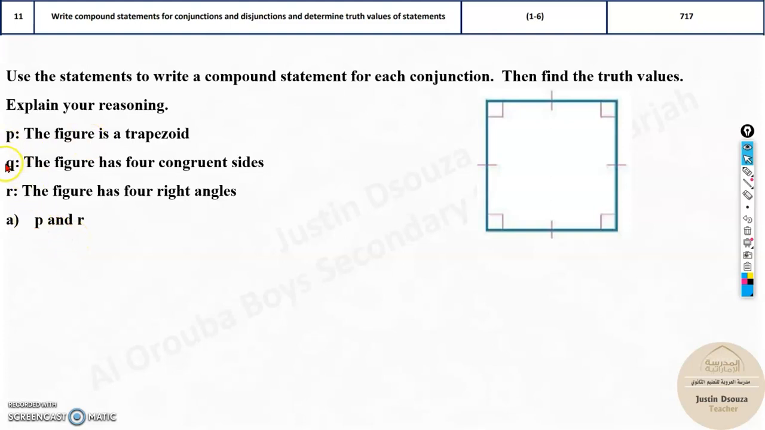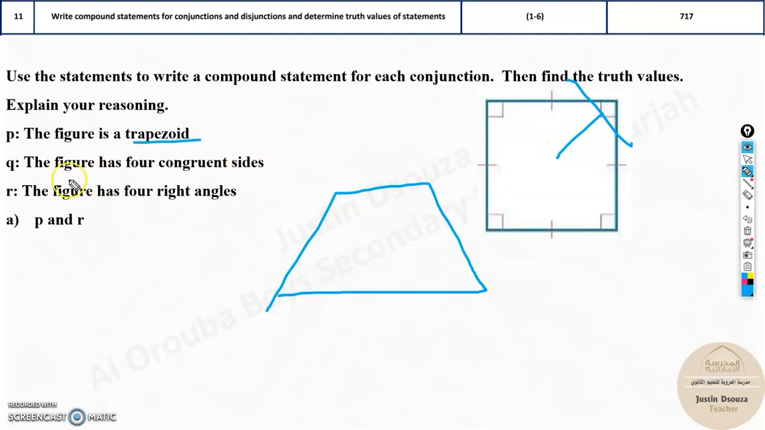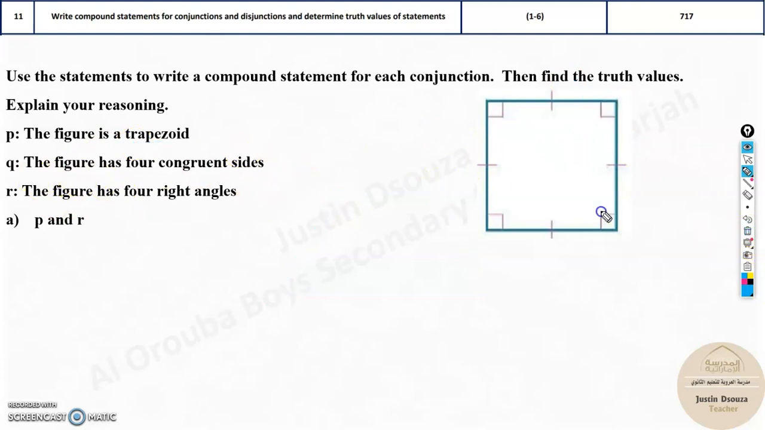Over here, you can see there are many statements, P, Q, R. What does it say? The figure is a trapezoid. Is this a trapezoid? Do you know what a trapezoid exactly is? A trapezoid is like this. If the top part of a triangle is cut out, you will get a trapezoid. This is not a trapezoid, so this is false. The figure has four congruent sides. That's the next statement. Is it true? Does it have all four equal sides? Yes, absolutely. That is true. And what about the last one? Four right angles. Yes, it has four right angles. This is a square. Four equal sides and four right angles is only for a square.